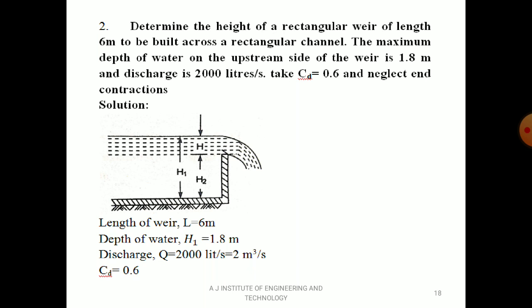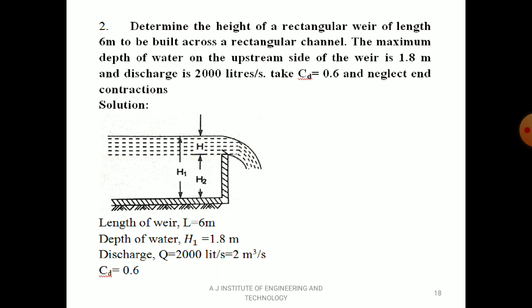Capital letter H2: determine the height of the rectangular weir of length 6 meter. So the height you are supposed to find. The height of the weir, that is H2, that is H1 minus H. From the formula you can calculate capital H, and H1 is given in the problem. So H1 minus H, you are going to get H2. It is better to draw the diagram here.